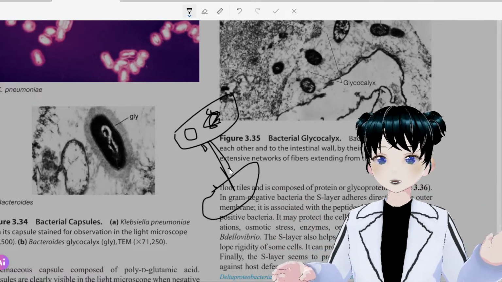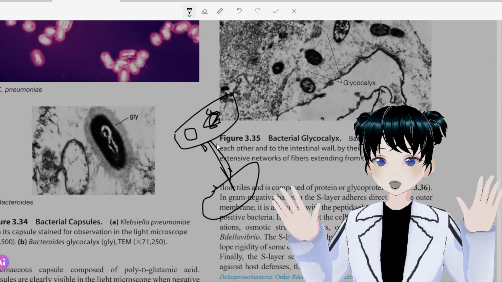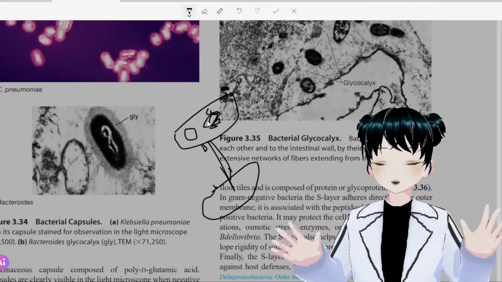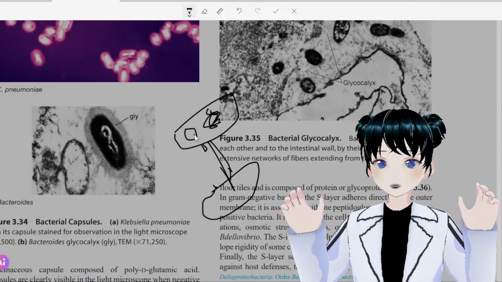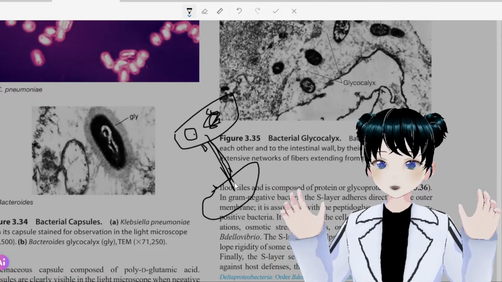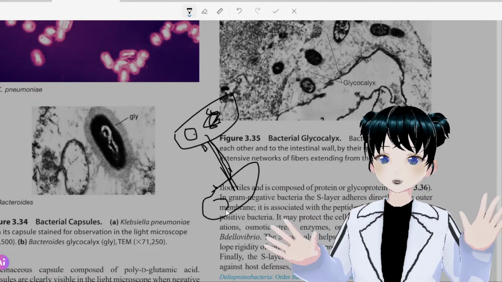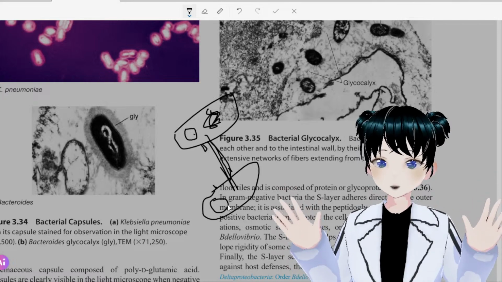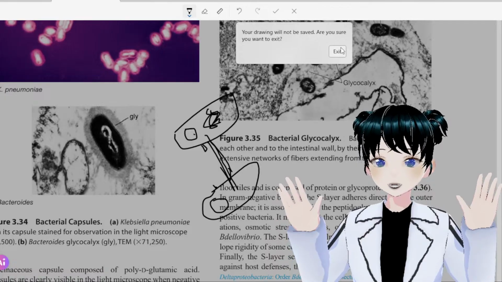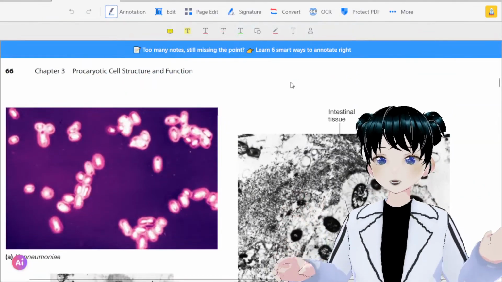And pili make a tube-like structure and connect another bacteria with itself, and then it transfers this genetic material, it duplicates this and transfers it through this tube to another bacteria. And now this bacteria will also have plasmid, so it's mostly used for transfer of DNA. So that's why it is called sex pili.